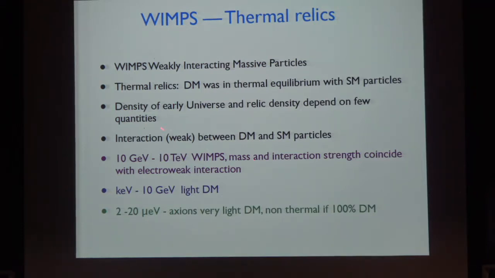Then we go to WIMPs, weakly interacting massive particles, which are economical. They are thermal relics. The density in the early universe, the relic density, depends on few quantities. The interaction between the dark matter and standard model particles is weak, and they will be between 10 GeV and 10 TeV or 100 TeV. I think I keep on moving the zeros. The mass and interaction strength coincide with the electroweak interaction, which is what's called the WIMP miracle. You could have keV to 10 GeV light dark matter with constraints, or what I just showed, the previous one, it would be non-thermal to make it 100% dark matter, but very challenged, let's say.